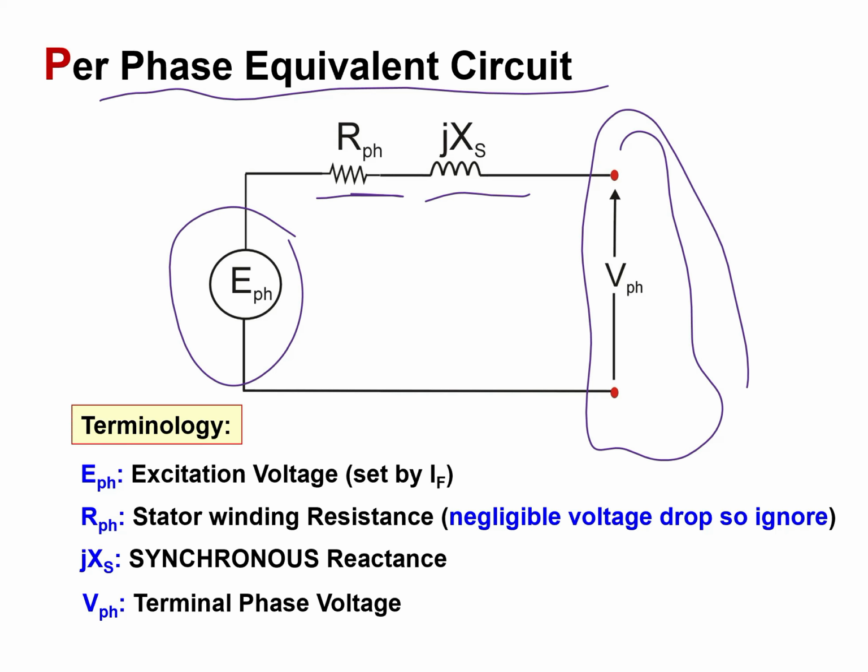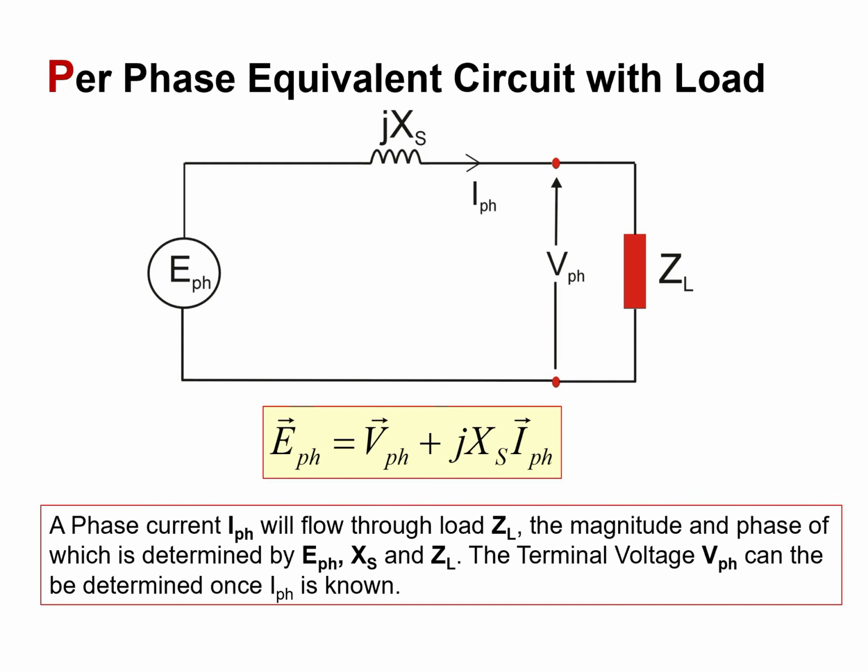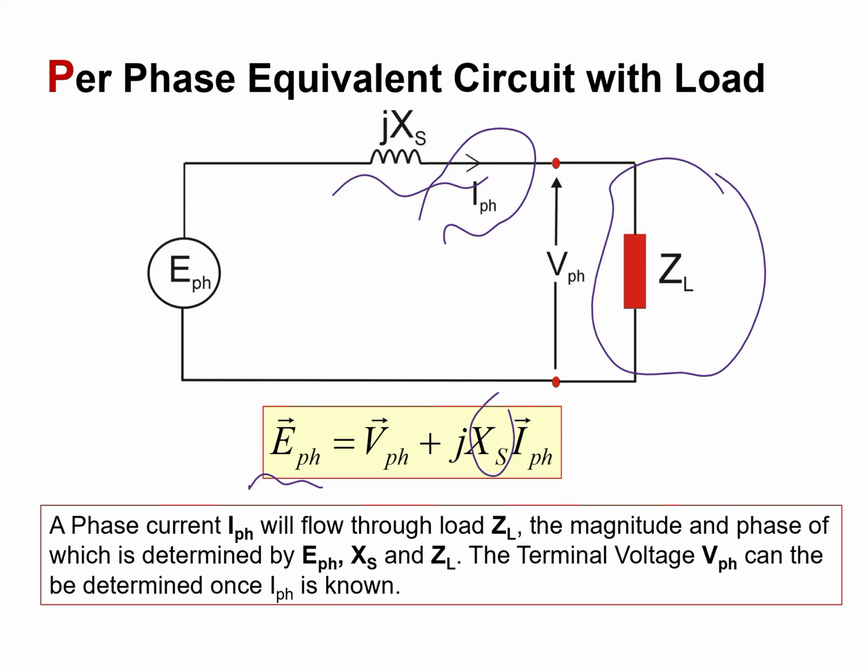So if we remove the resistance, we will have a very simple circuit which looks something like that. And if the phase voltage is connected to a load, we can see that the phase current will flow through the inductance reactance as well as the load. And the magnitude and the phase of this current is determined by the excitation voltage, by XS, and by the load. And the terminal voltage can be determined once we know the phase current.